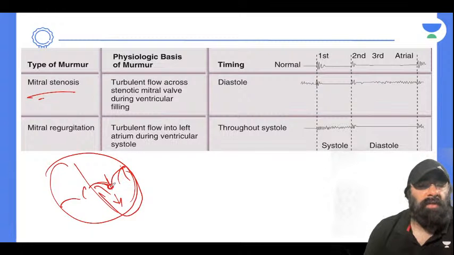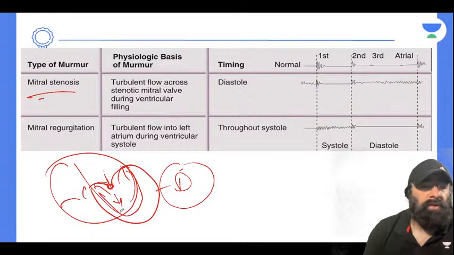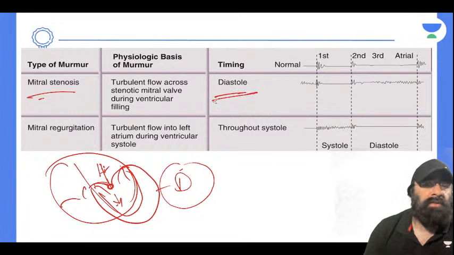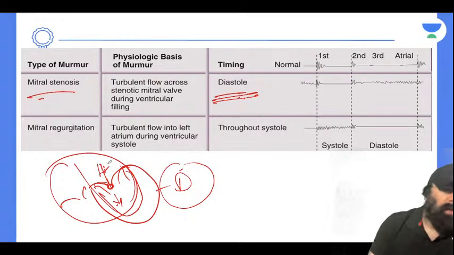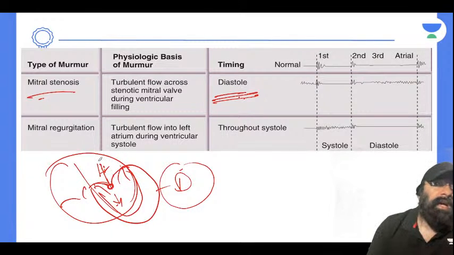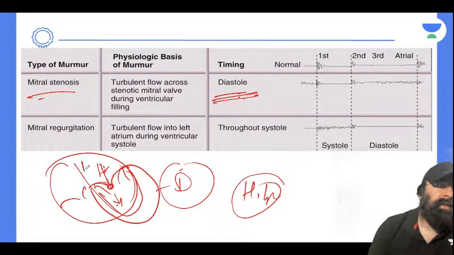So because of the stenosis, when will the blood be coming down? Obviously, in diastole, when there is diastole, blood will come down from the left atrium, so at the time of diastole the mitral stenosis murmur will come. This is because normally the left ventricular pressure is very high in itself, and the left atrial pressure is not as high as the aorta.